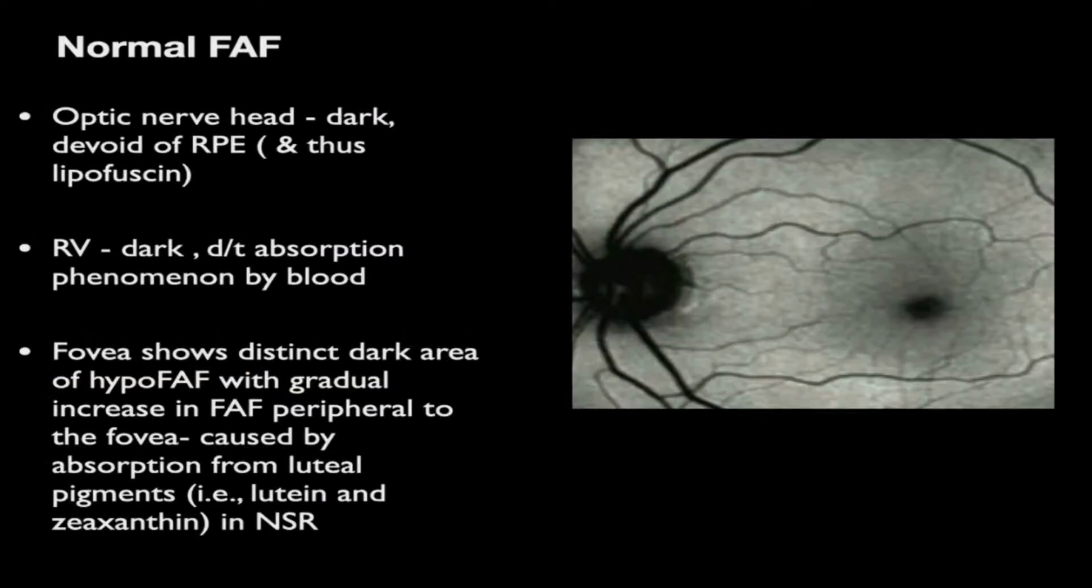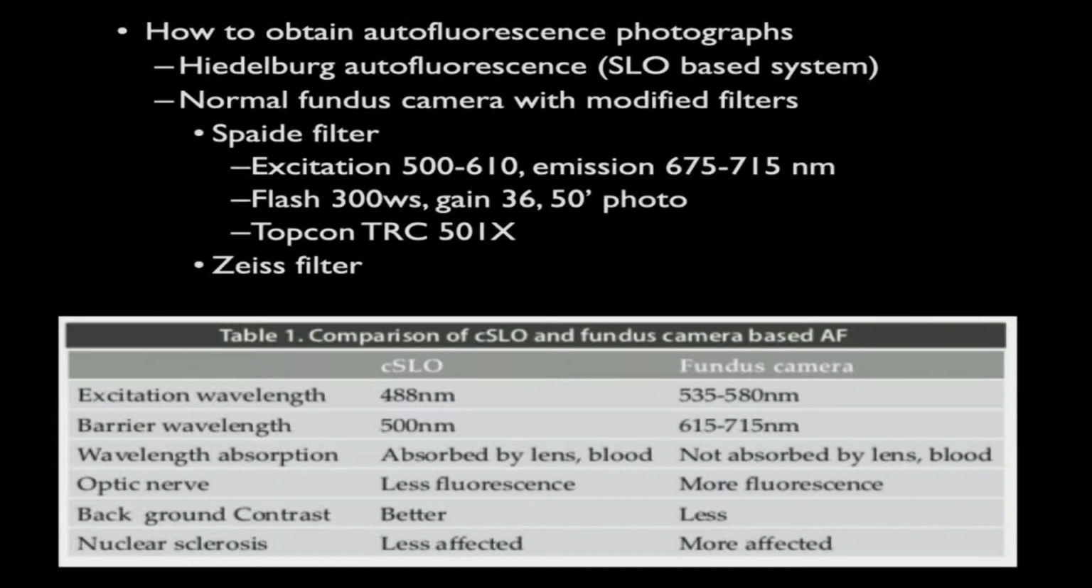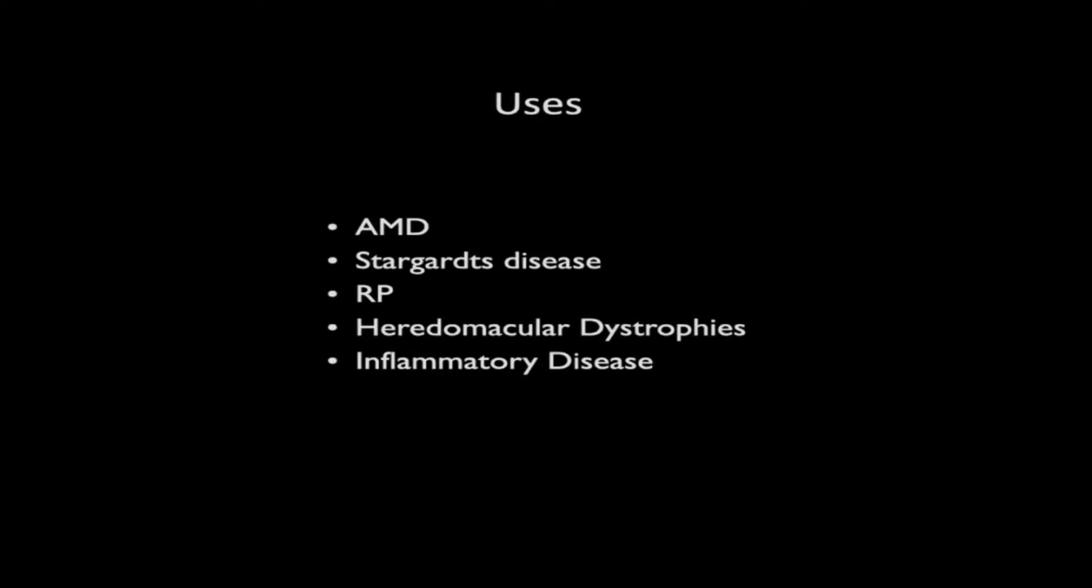And so a normal fundus autofluorescence would appear something like this, where you have the optic nerve head, which would appear dark because of an absence of RPE and thus lipofuscin. The retinal vessels also appear dark because of the absorption by blood. Now, the fovea shows a distinct dark area, hypoautofluorescent, with a gradual increase in the autofluorescence peripheral to the fovea. This is because of the luteal pigments. There are various machines.